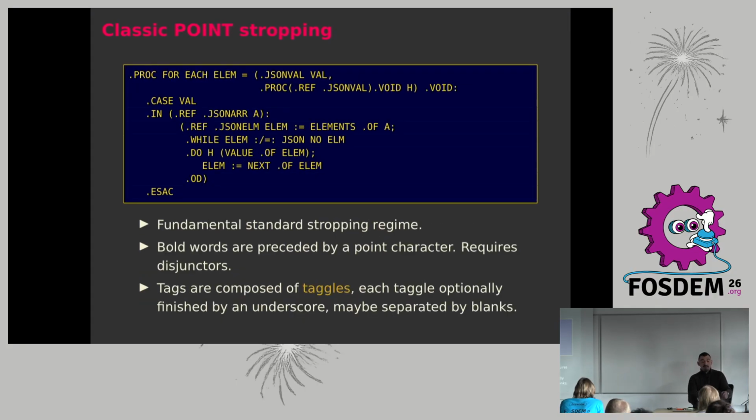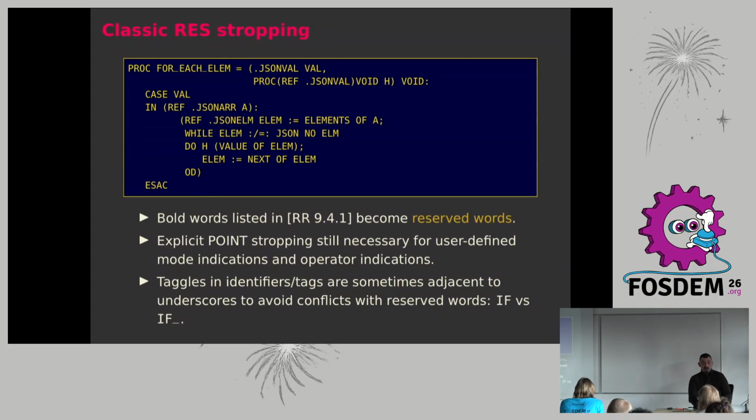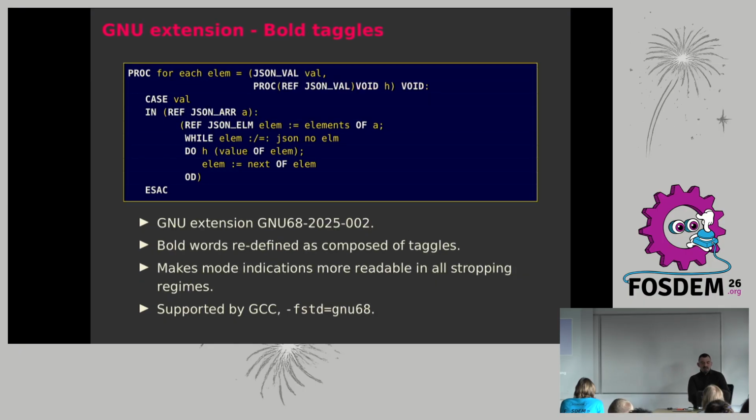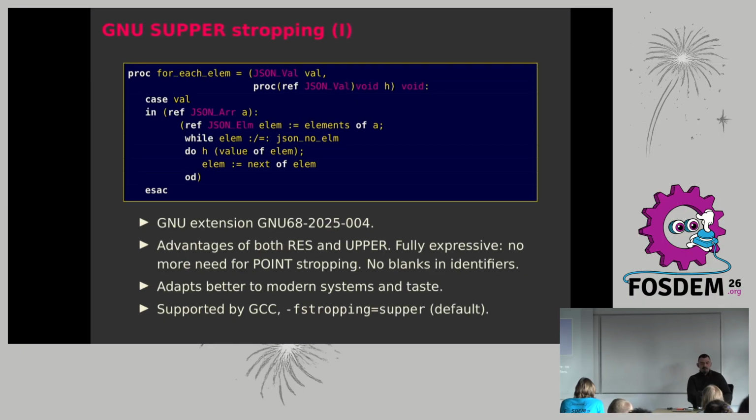And this was quote stropping. This is dot stropping. You see that it's a dot before. This is reserved words stropping, that was not very successful because some of the words become keywords, but you cannot do it with the words that you defined yourself. And this is the classic upper stropping that is supported by GCC, in which the bold words you make in uppercase. We were happy with this upper stropping, but other people are not. So what we did was, as a GNU extension, we added support for bold tags with underscore, and then we created what we call supper stropping. We call it supper stropping because it's sort of a mixture between upper stropping and reserved words stropping.